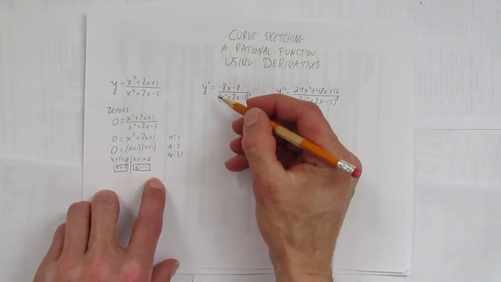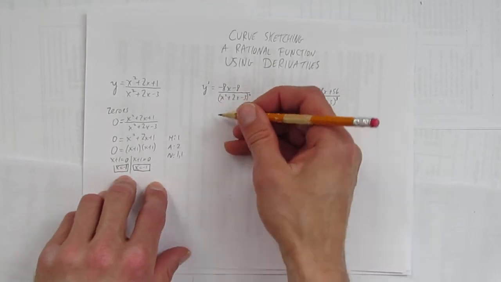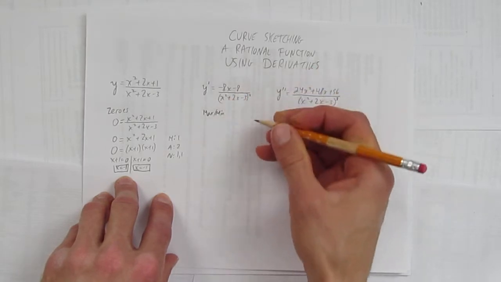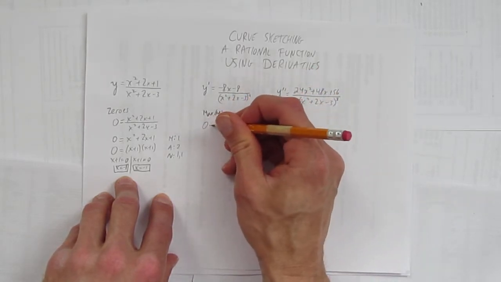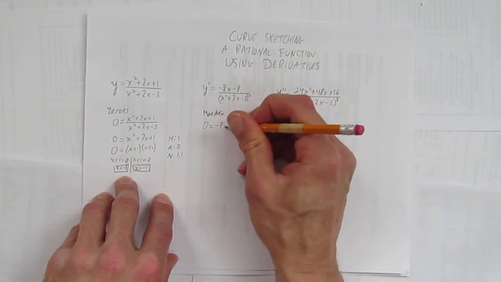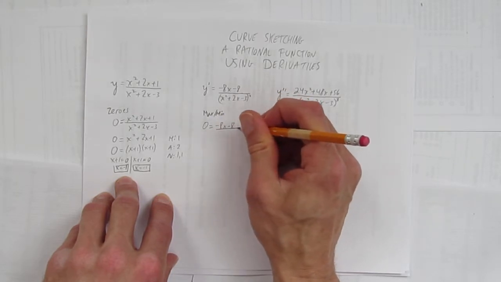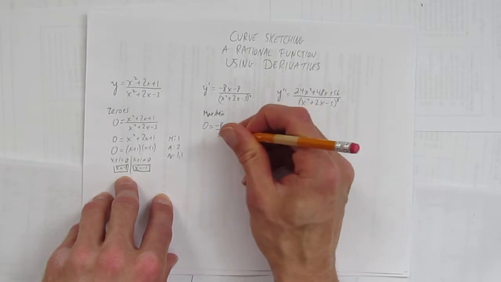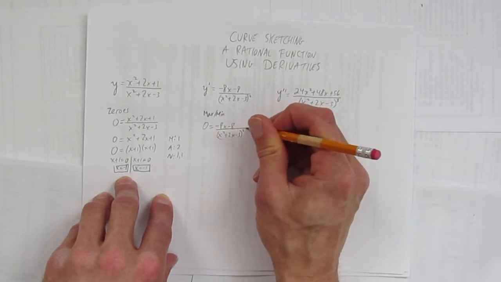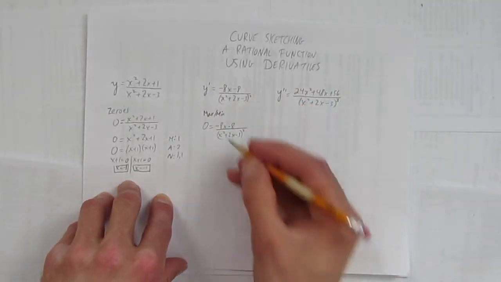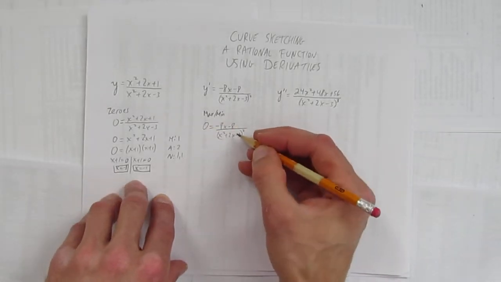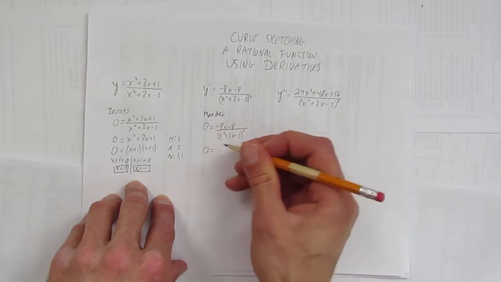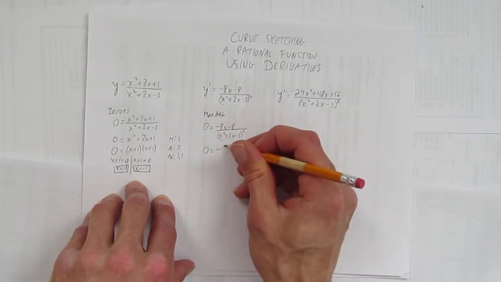The first derivative tells us where we've got our max-min, our critical points. So our max-min occurs where this derivative equals 0. So we have negative 8x minus 8 over x squared plus 2x minus 3 all squared. Make sure my fraction goes the whole way. And once again, I multiply both sides by the denominator. X squared plus 2x minus 3 squared times 0 just leaves 0. And on the right-hand side, it cancels out.